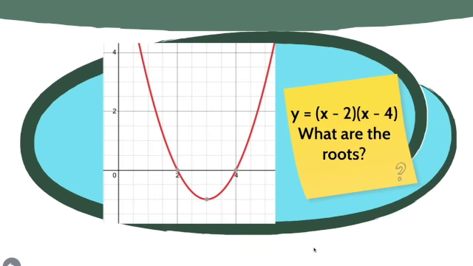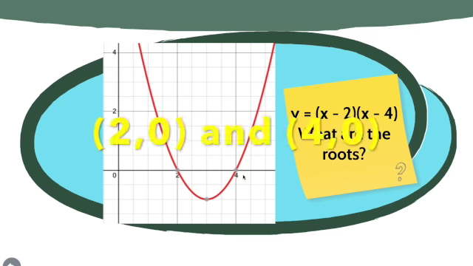What are the roots of the factored form equation y equals (x - 2)(x - 4)? Nice job. The roots are (2, 0) and (4, 0).